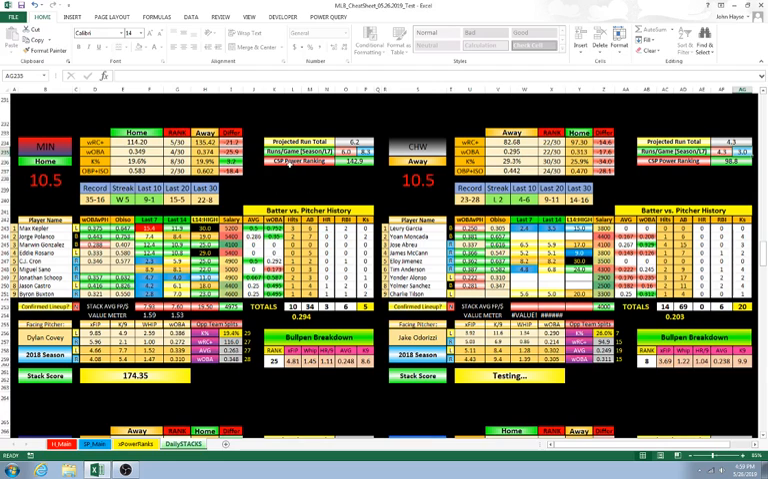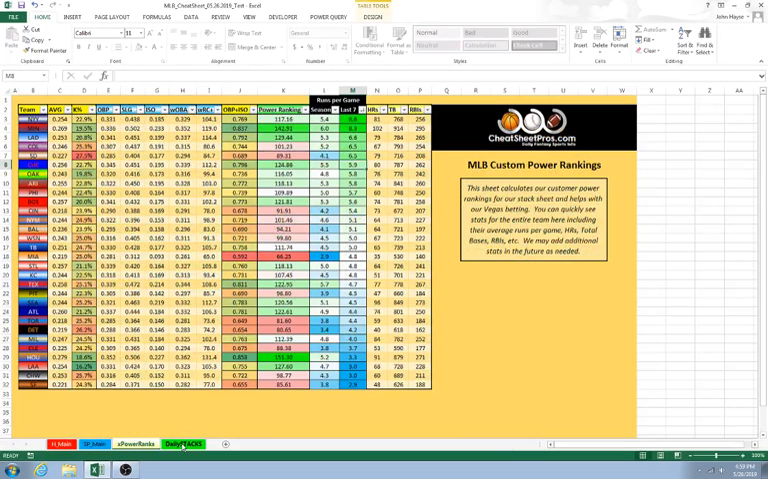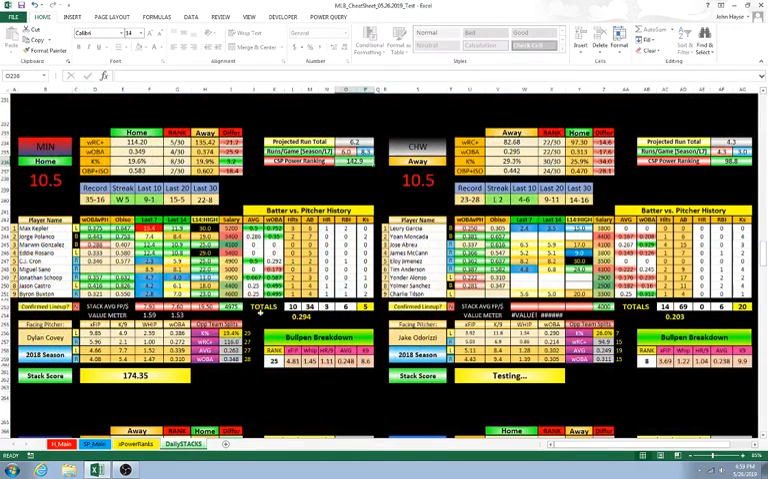And then also I have a little power ranking, which is on this Power Ranks tab, and we'll go over that later, but you can see that number if you want to. So you can see Minnesota is a 142.9, and then Chicago is a 98.8.